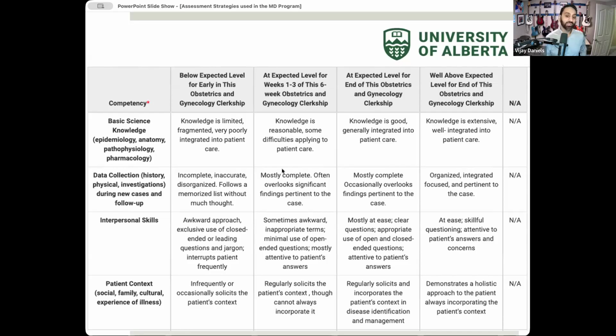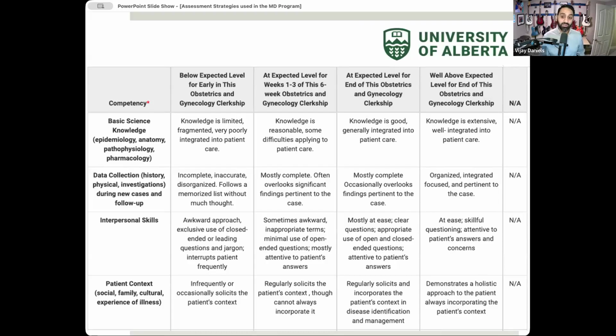So for example, interpersonal skills, I'll read this one off. When students are starting a given clerkship, they can sometimes be awkward, using inappropriate terms, with minimal use of open-ended questions, and mostly attentive. But what we really are pushing them to get to by the end is mostly at ease, clear questions, appropriate use of open and closed-ended questions, and attending to the patient's answers.